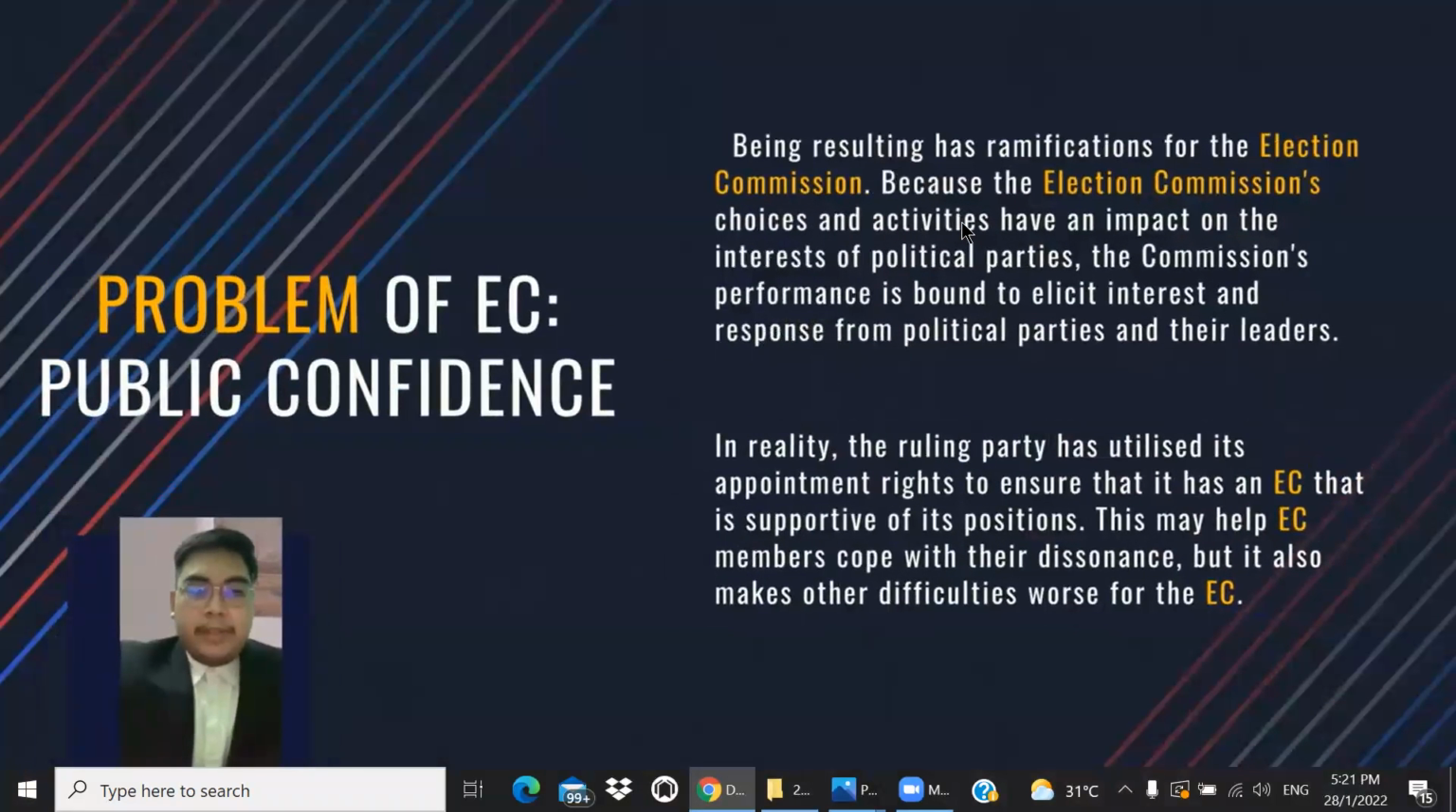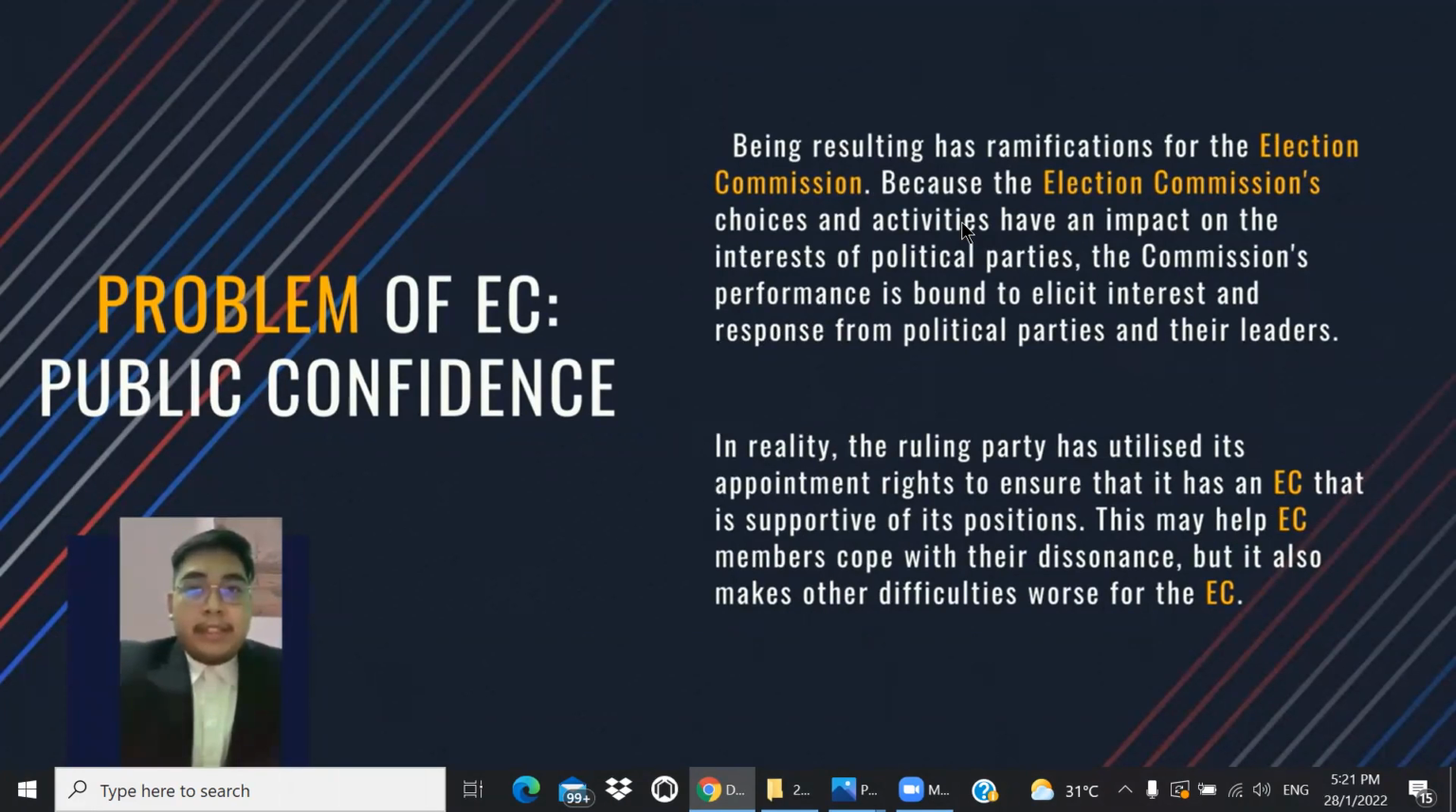Next is the problem of public confidence. Election results have ramifications for the Election Commission, and its performance is bound to elicit interest and response from political parties. This kind of attention is almost never disinterested and is almost always undesired. Maintaining the Election Commission's independence would most likely be more manageable if the Commission was subjected to equal power pushes from various and conflicting sources.